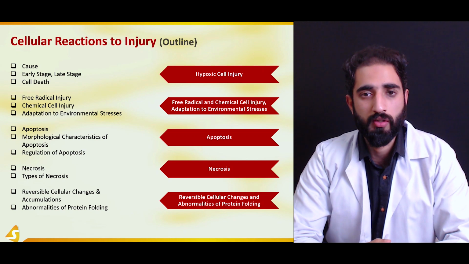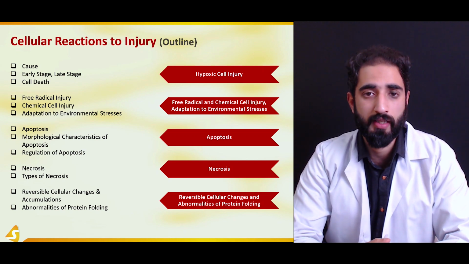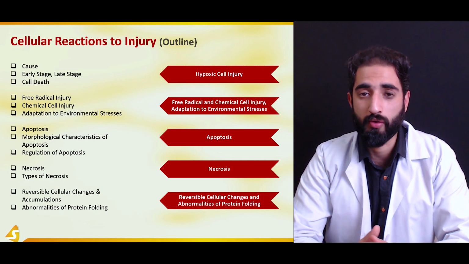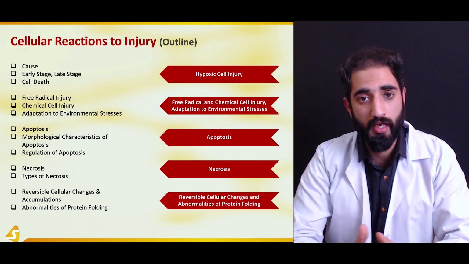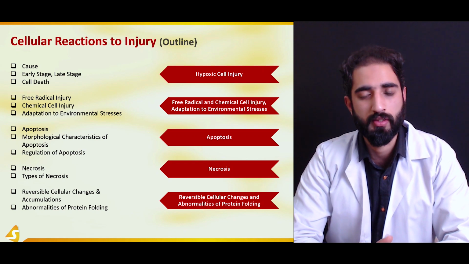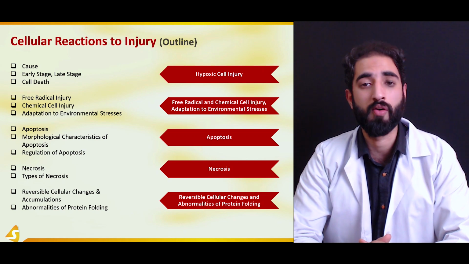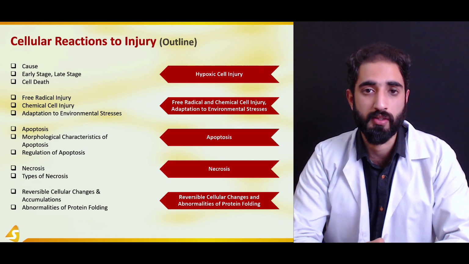In the third section, which is the apoptosis, which is also known as programmed cell death, in which the cell commits suicide, and it's a very important pathological and physiological phenomenon. And we are going to talk about the details, how does this occur, and what is actually apoptosis. We're also going to look into the morphological characteristics of the process of apoptosis.